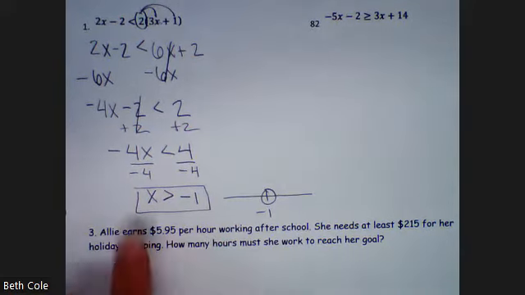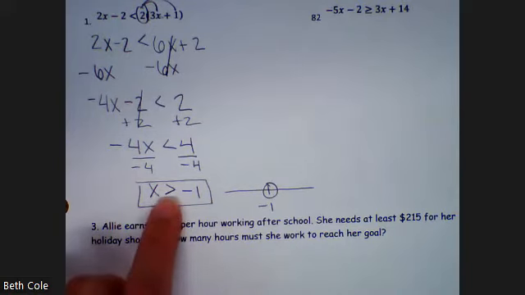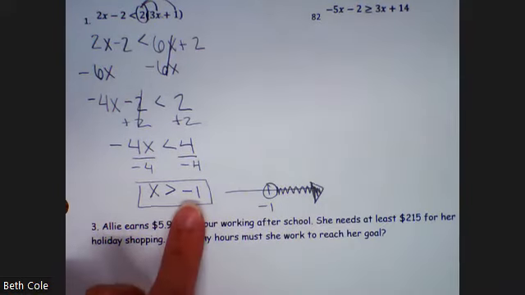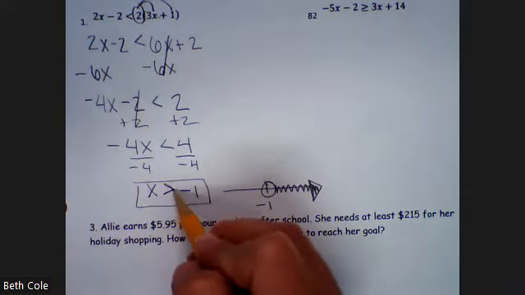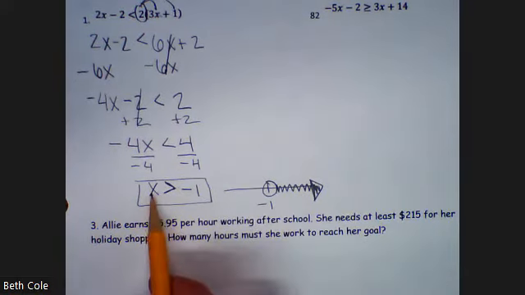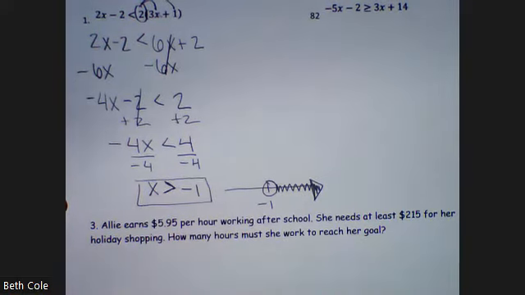You guys are so awesome. And then you have to shade it in. This says x is greater than negative 1. Greater than means all the bigger numbers, so to the right. And if you want to use this to sort of point the direction that you're going, that works as long as the variable's on the left. It won't work if it's flipped around.